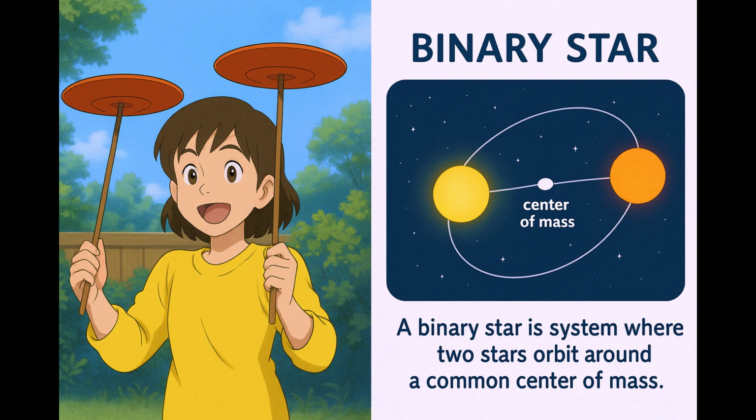Just as the plates rely on your steady hand to maintain their motion and prevent a wobble, the stars in a binary system rely on their gravitational pull to maintain a stable orbit around each other, illustrating the delicate dance of forces at play.